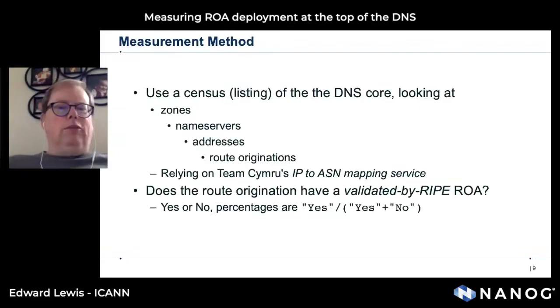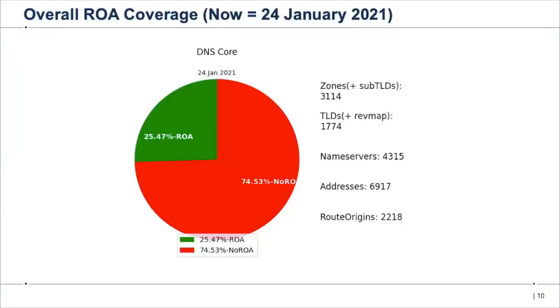Pretty simple calculation. So after a lot of work putting this together, I come up with this pie chart, which is current as of the 24th of January. It shows that just a bit more than 1 in 4 routes leading to the DNS core are covered by a ROA. And to give you some more orientation to what my calculations are coming from, I have some numbers on the right-hand side of the screen.